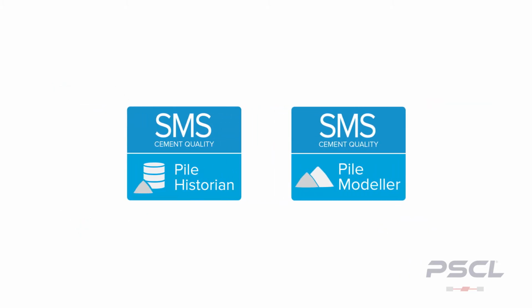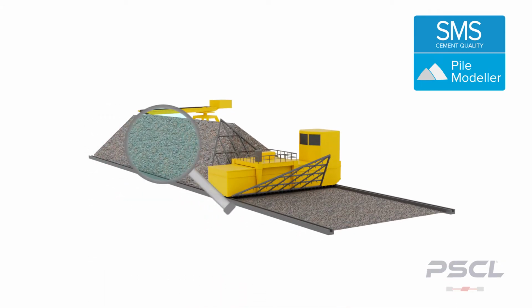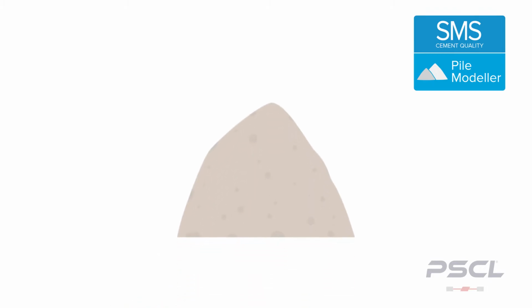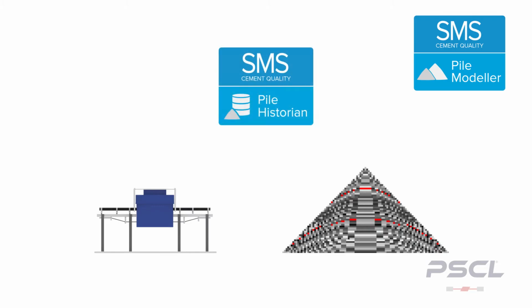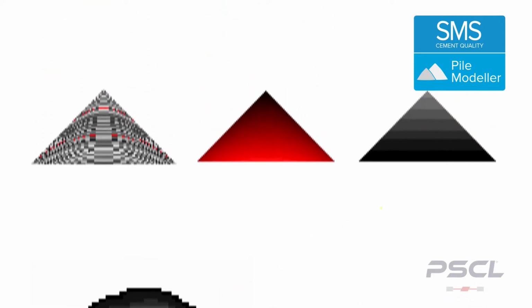Pile Modeler builds on Pile Historian's functionality and reporting abilities by providing a tool to investigate stacking and reclaiming approaches. The unique volumetric modeling system allows you to see the chemistry of raw material anywhere in the pile without the need for additional analyzers. Pile Modeler reads the data collected by Pile Historian to identify the quality of the material being stacked. This allows SMS to model out a virtual pile for investigating stacking and reclaiming processes.